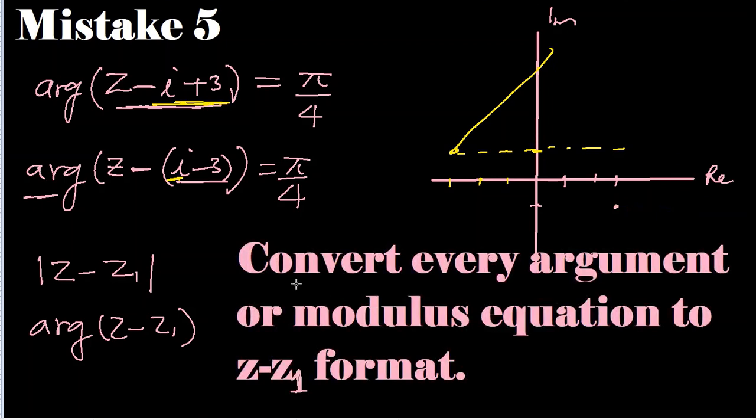And here is the summary. Convert every argument or modulus equation. Equation means it may be equal to 3, it may be equal to 1 over 4 pi. All of them should be converted to this format by bringing out minus out of whatever z1 they have given.